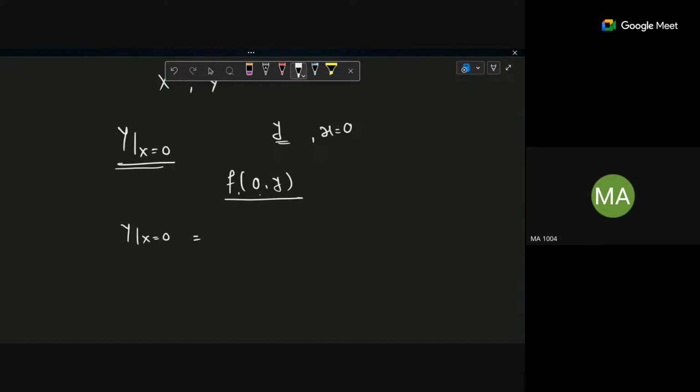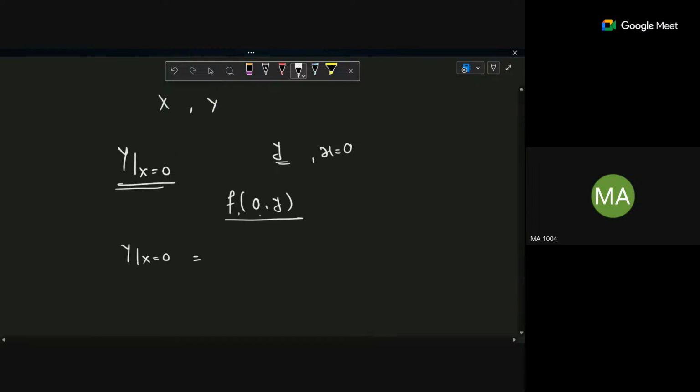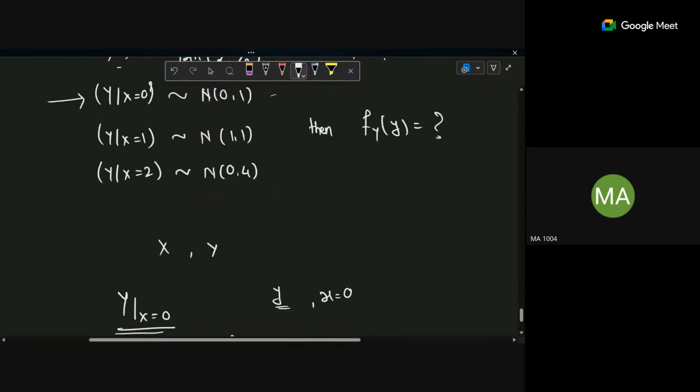So doesn't it behave like a random variable? Once you have two random variables x and y, conditional things like y given x or x given y are also random variables. And if they are random variables, then obviously they have some distribution.